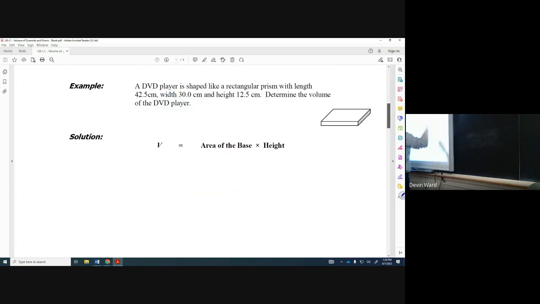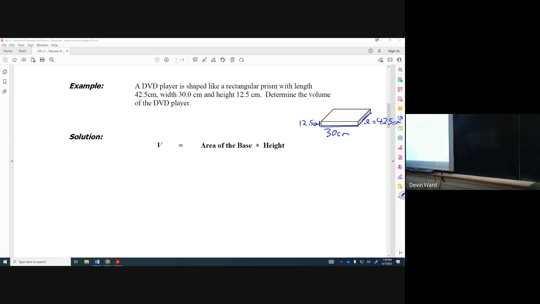So if we do this example here, a DVD player. You might not remember what DVDs were, but they're a way of watching movies way back in the day. So it's shaped like a rectangular prism with a length of 42.5 centimeters, a width of 30 centimeters, and a height of 12.5 centimeters. Now we want to determine the volume of the DVD player. Okay? So our length here is 42.5 centimeters. My width here, 30 centimeters, and I have a little height, which is 12.5.